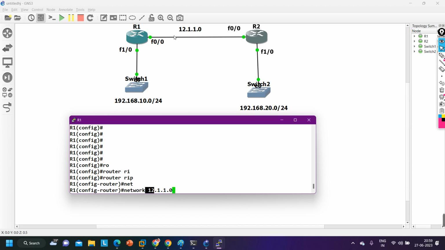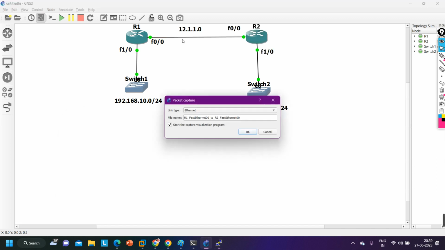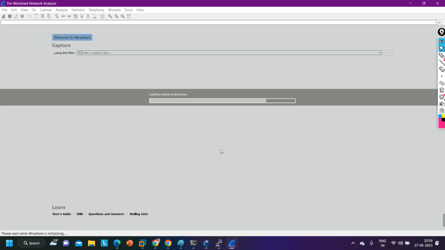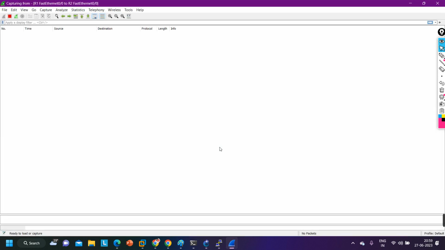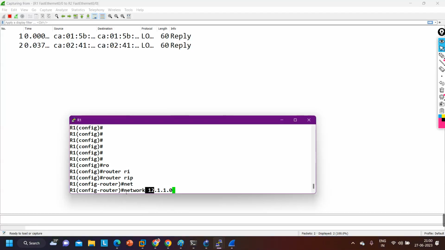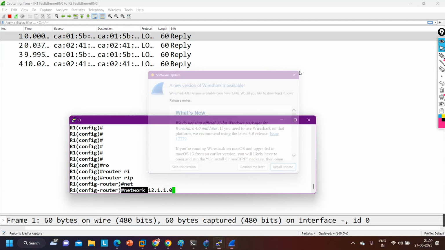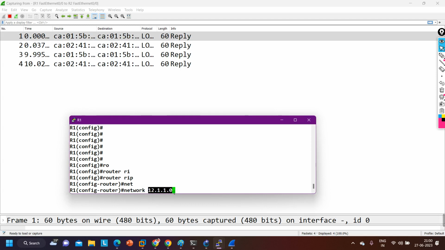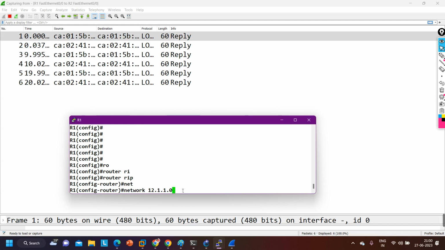Okay. See, I am going to capture this link before running this command. Let me capture. And R1. See, once I run this command, the router will check which interface this network is running on, and this network is running on F0/0, so it will enable RIP on the F0/0 interface, and it will start sending the update message from the RIP enabled interface. Once you enable the RIP routing protocol on an interface, that interface will start sending the update message.